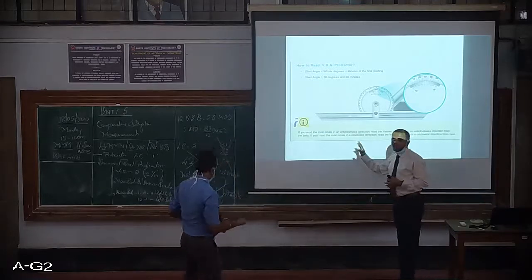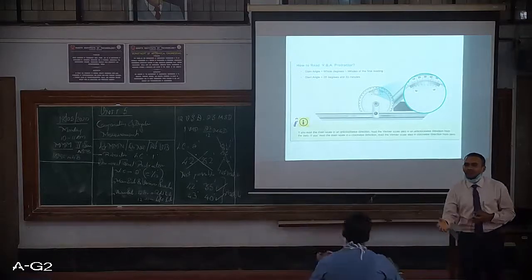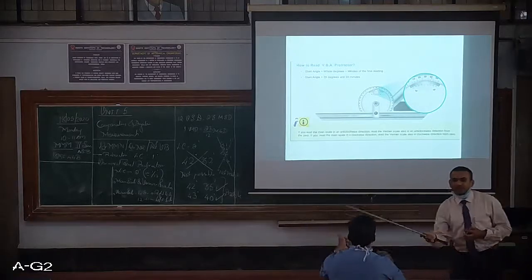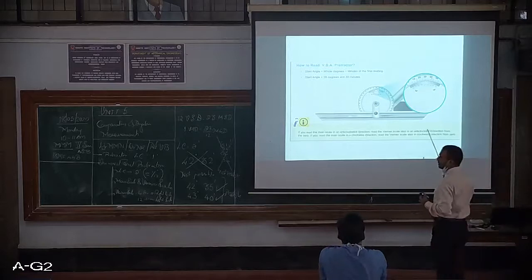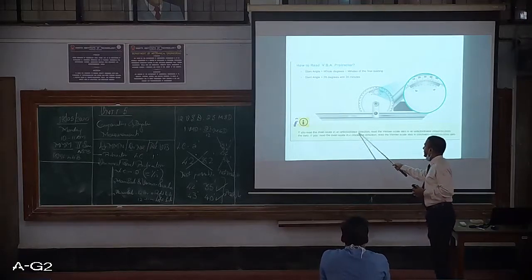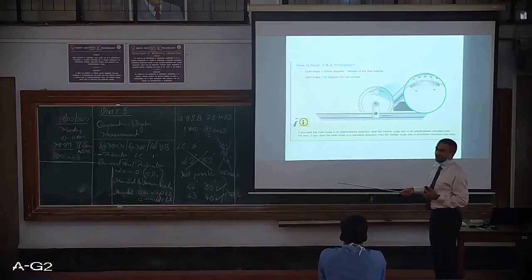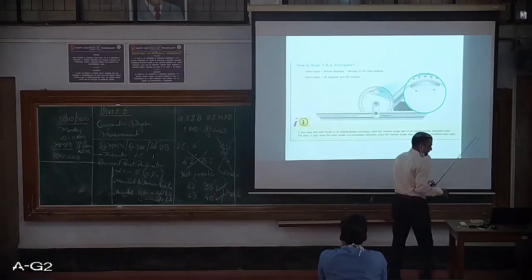So it is as simple as that. We don't require the concept of acute angle or obtuse angle. The direction in which you move: if you read the main scale in an anticlockwise direction, read the vernier scale also in an anticlockwise direction. Okay, clear? We'll go further.